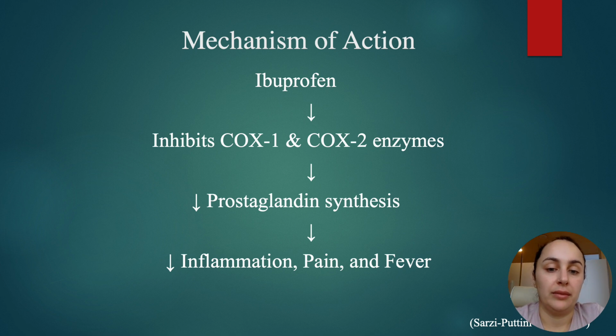On this slide, the mechanism of action is outlined. Ibuprofen works by inhibiting cyclooxygenase enzymes COX-1 and COX-2, which are responsible for producing prostaglandins. Prostaglandins cause inflammation, pain, and fever. By reducing their production, ibuprofen effectively decreases inflammation, relieves pain, and lowers fever in the body.